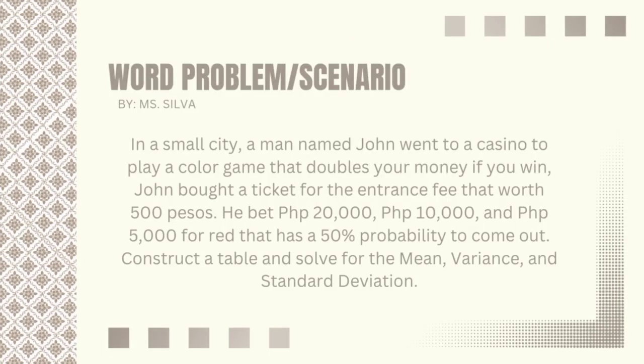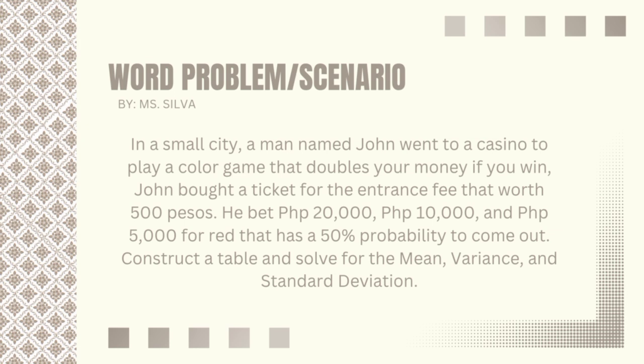Here's our given scenario. In a small city, a man named John went to a casino to play a color game that doubles your money if you win. John bought a ticket for the entrance fee that was worth 500 pesos. He bet 20,000 pesos, 10,000 pesos, and 5,000 pesos on red, which has a 50% probability to come out. Construct a table and solve for the mean, variance, and standard deviation.